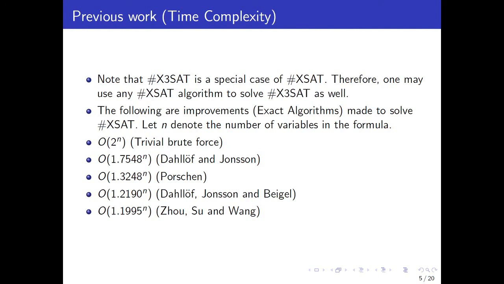Next, Dahllöf and Jonsson gave an algorithm to solve counting XSAT in O(1.7548^n), via a reduction to the counting maximum independent set problem. Next, Porschen gave an algorithm in O(1.3248^n), and his version has weights attached to the variables. Next, Dahllöf, Jonsson, and Wahlström gave an algorithm in O(1.2190^n). And finally, Zhou, Su, and Wang gave an algorithm to solve it in O(1.1995^n).